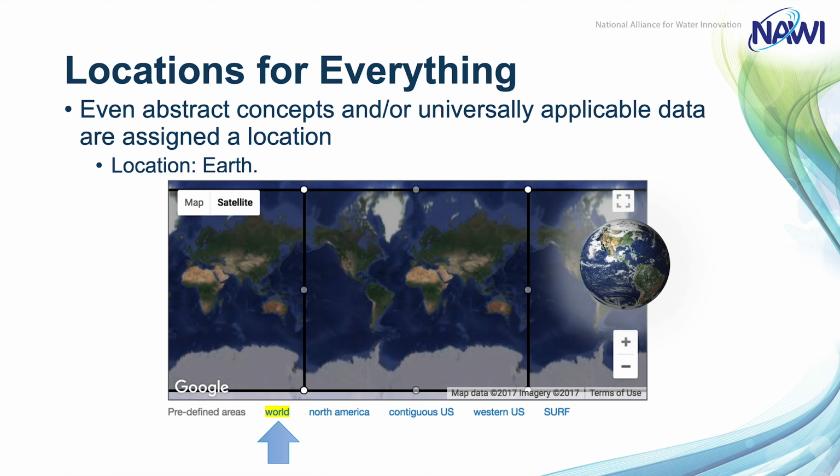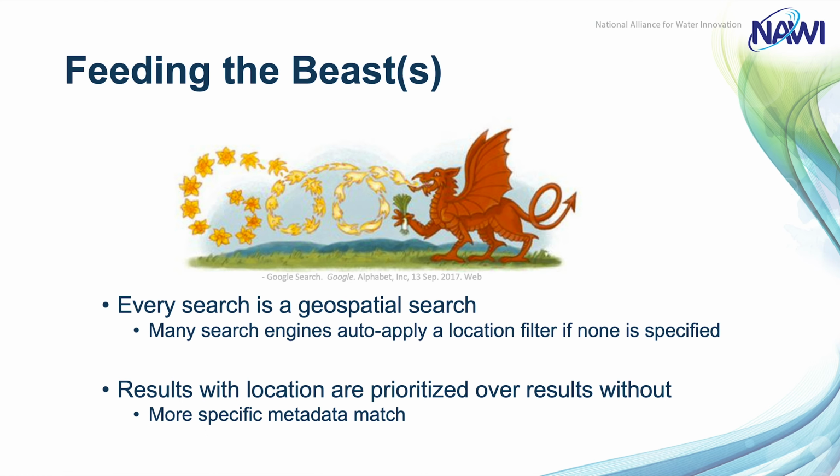That might seem ridiculous, but it's actually very important for information dissemination. Every search is a geospatial search, and modern search engines know this, and they incorporate this into their search results. And if you're trying to implement a NAWI technology in Denver, Colorado, and you've attributed that technology as globally applicable, these search engines are smart enough to realize that Denver, Colorado is part of the US and the US is part of the world.